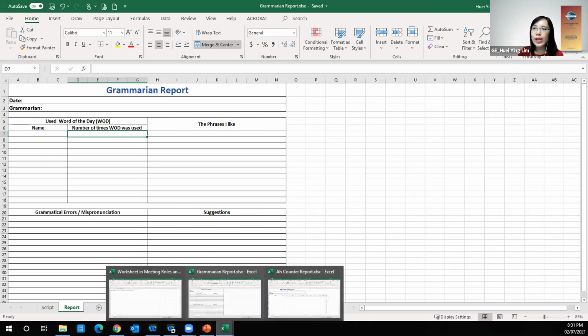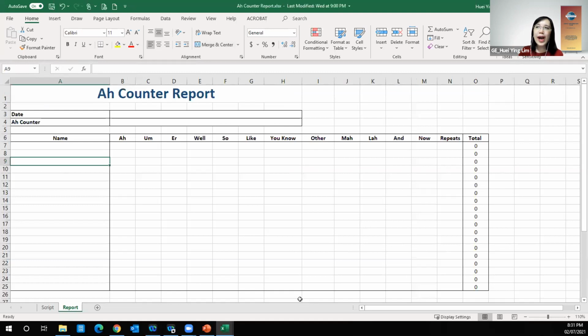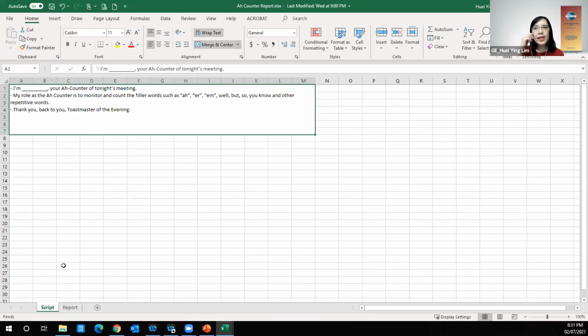The other role is the R counter. Let me show you. Every technical role player will have this report. The R counter would have this report with her when she is taking up the role. As an R counter, this is the script: my role is to monitor and count the filler words such as "so", "but", "you know", and also some repetitive words. Very simple. And then after that, she will just hand back to you, Toastmaster of the evening.